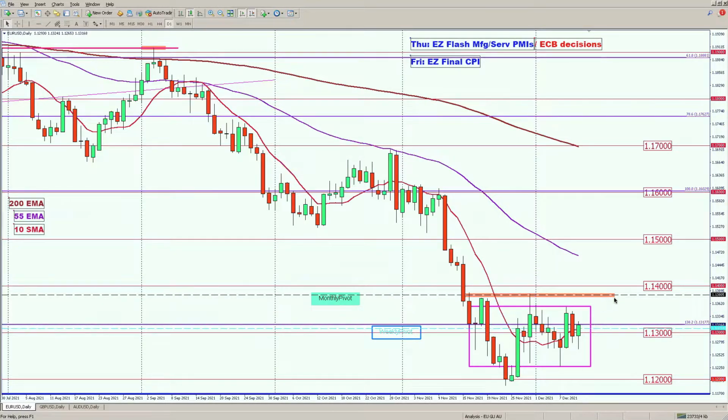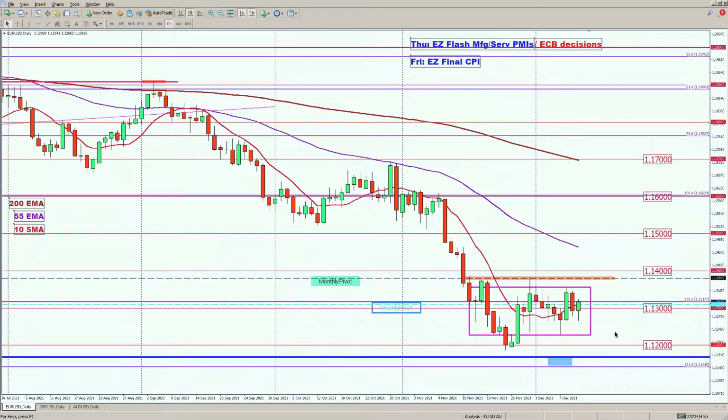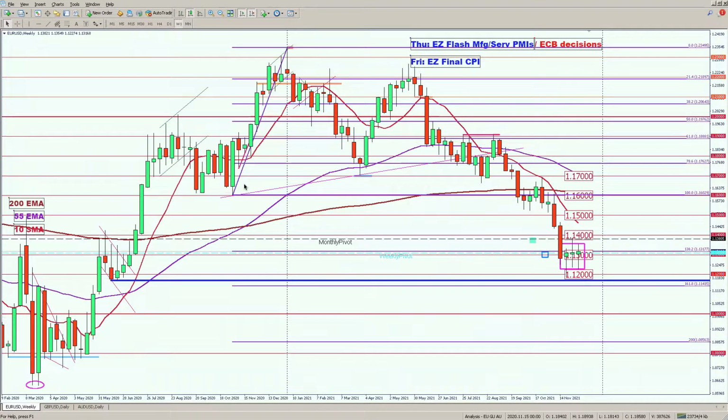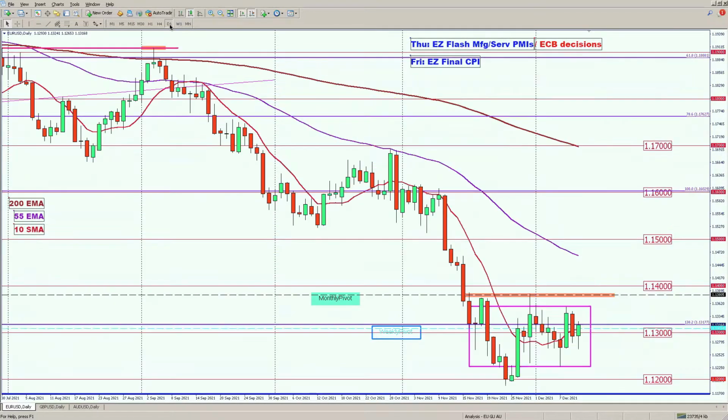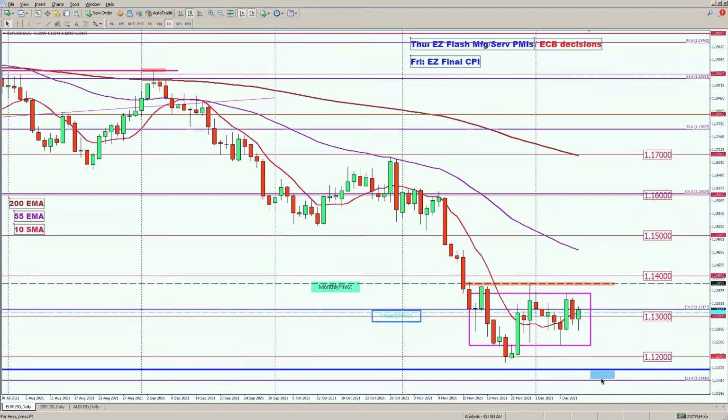All right, so resistance is still at the monthly pivot, and above that, the 114. Below that, there's still support at the 162 fib extension, and if we go back further, there's a support swing low here from May of last year. That's just above the 162 fib extension, so that's why it's been finding support above 112.